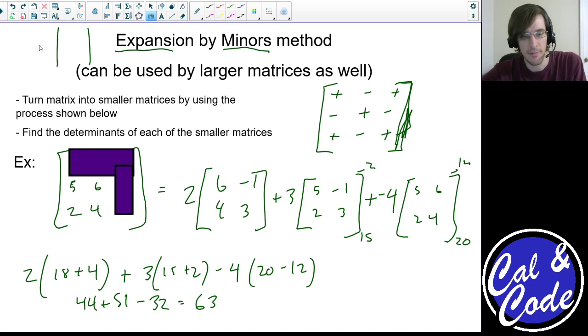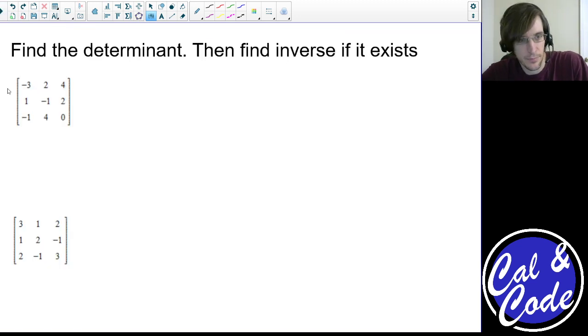Alright, so this is the expansion by minors method. And by the way, it works for any sized matrix. If we had a larger matrix than this, like a 4x4, then we would have more work to do. Our first expansion by minors would drop us down to 3x3s. Then we'd have to do another expansion by minors on the 3x3s to drop us down to 2x2s.